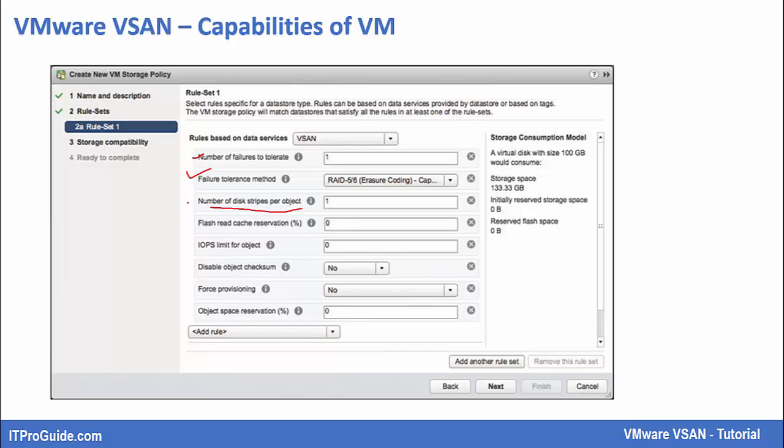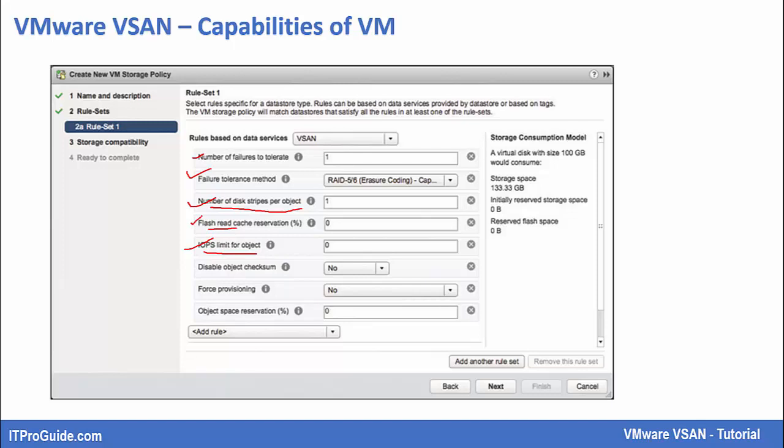The fourth one is IOPS limit for object. This is to ensure that a VMDK does not generate more than a predefined number of IO operations per second. So this rule will help you get rid of the noise from neighbor VMs. The fifth one is flash read cache reservation. As you know, every disk group has one flash disk or cache disk, and this is applicable only for hybrid configuration. You can reserve a portion of read cache for a storage object, VMDK.